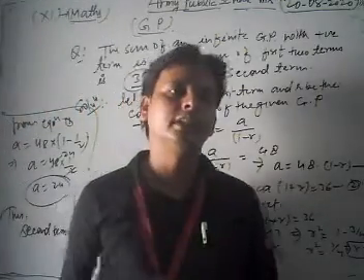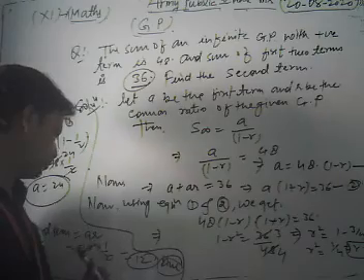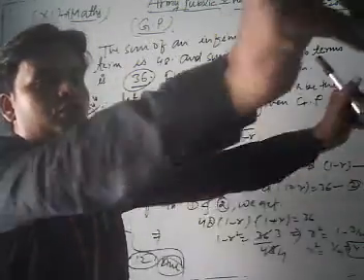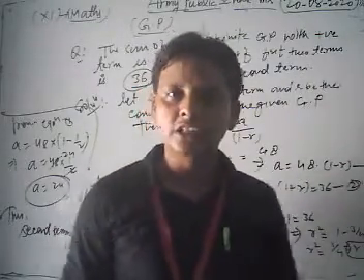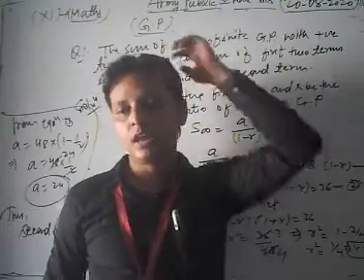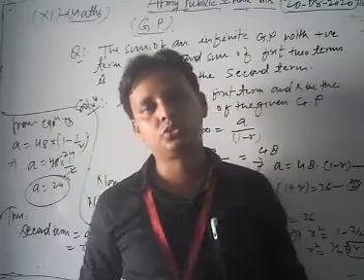Now for finding the second term, we use the formula: second term is AR. Now put the values of A and R, and after solving it, we get 12. So dear student, 12 is our final answer. In this way we can solve this type of question. Now we take some other questions of GP.